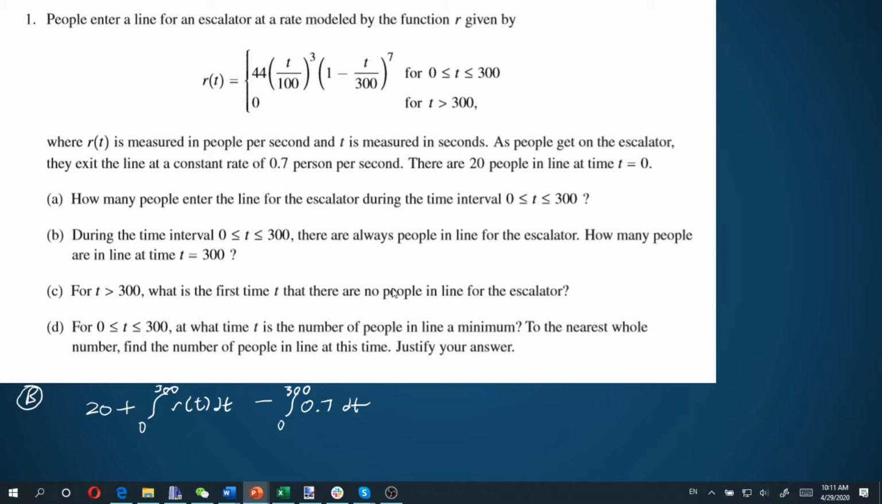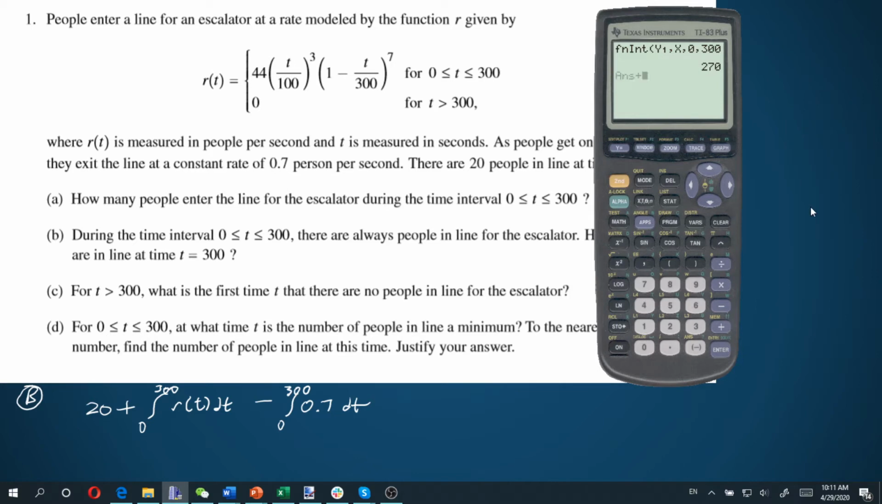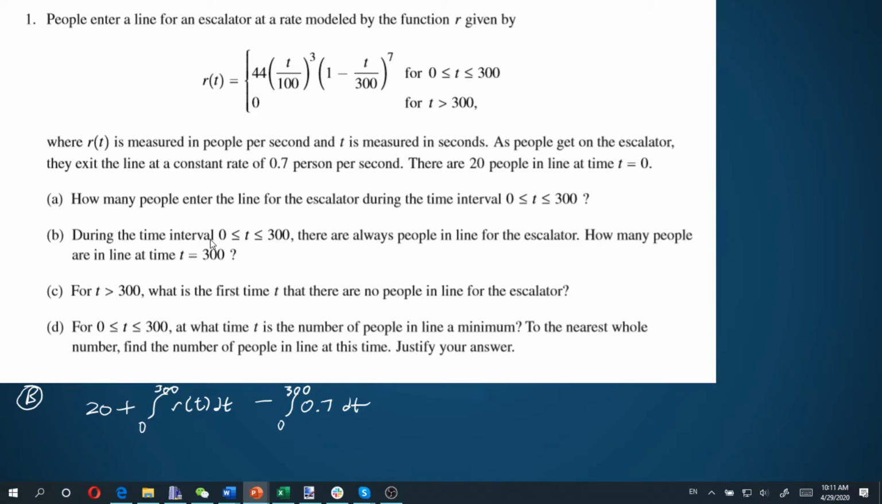Okay, so that's going to be 270 plus 20 minus 300 times 0.7, which is 80 total. What are our units? People. Okay.